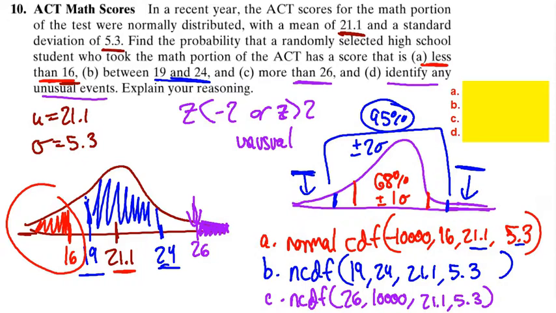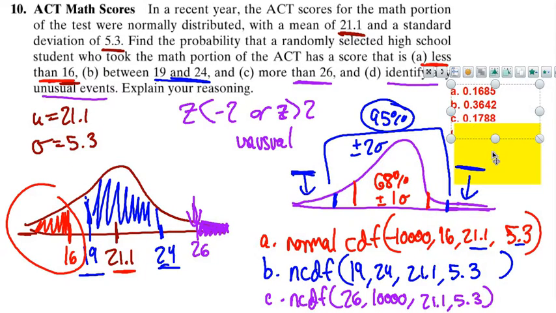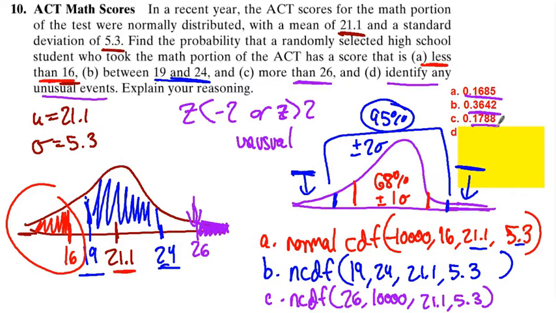So if you put those numbers in, the less than 16 chance of that happening should have been, let's see if I can get this to move here. Oops, those should be the answers right there. So 0.1685, 16% chance. This one is 36%, this is 17.